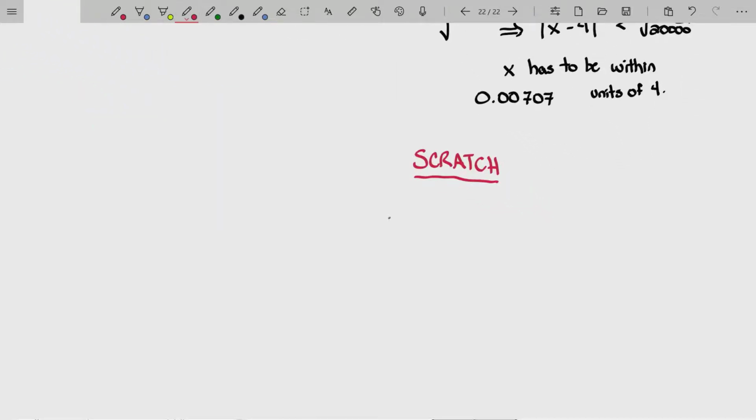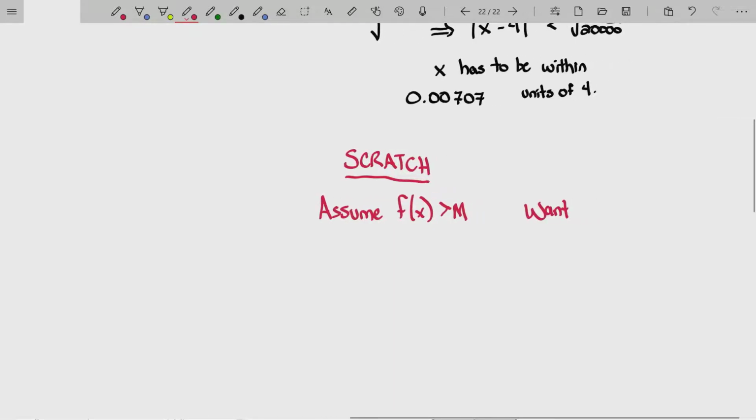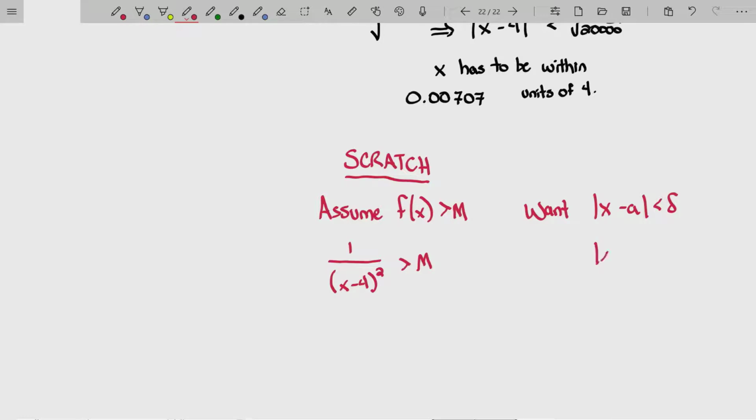This is what we're not showing the world. So we're just going to assume that our function is already above that challenged height of m. And we want the distance between x and a to be less than delta. We want to find a delta neighborhood, basically, is what I'm saying. Well, the function that we're working with is 1 over the quantity x minus 4 quantity squared. Again, we're assuming that we've gotten that function above that challenged height. And we want the distance between x and 4 to be less than some given number delta.